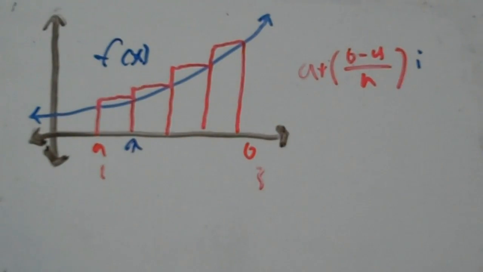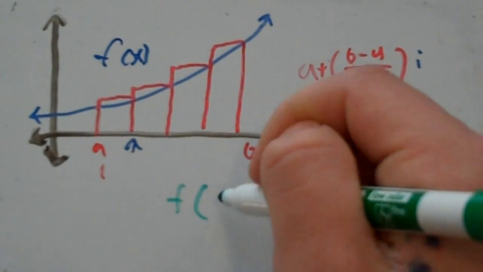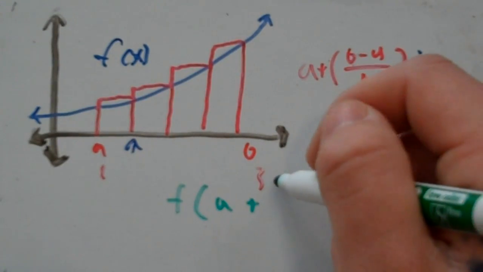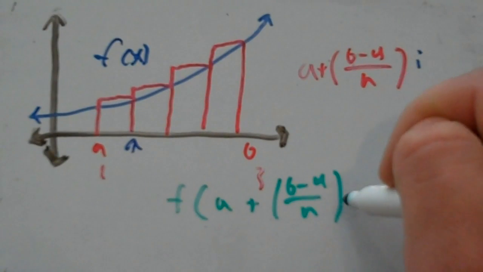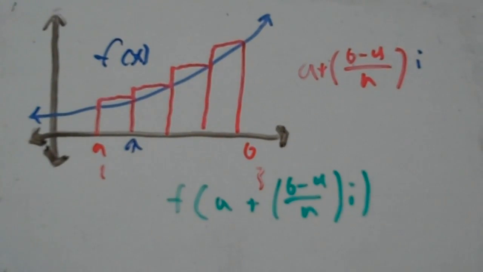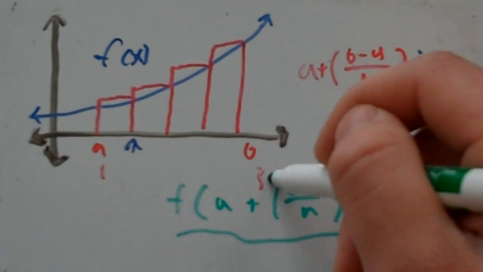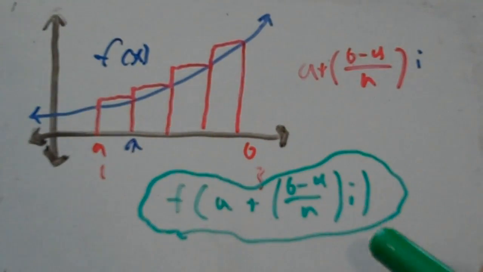So the height of a rectangle can be modeled as the function of the starting point, so we have the starting point, and then the width of a rectangle times whatever ith number of rectangles we want to go over. So the height of a rectangle at any given rectangle can be modeled as that.